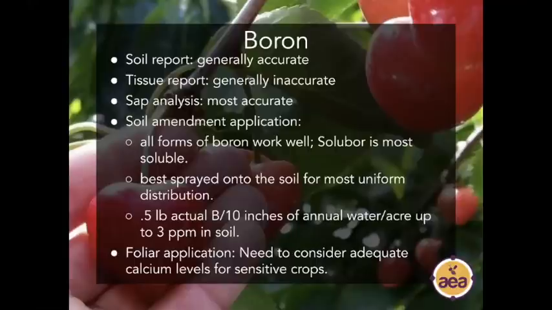Our typical recommendations are for a ½ pound of actual boron per acre. So this is not a boron product as in a 10% product, but 0.5 pounds of actual boron per acre for each 10 inches of annual water application from rainfall. So if we are here in the eastern United States where we get 40 inches of rainfall a year, we know that that 40 inches of rainfall has the capacity to leach about 2 pounds of boron out of our soil profile, because boron is an anion just like nitrogen and sulfur and leaches out through our system fairly easily.